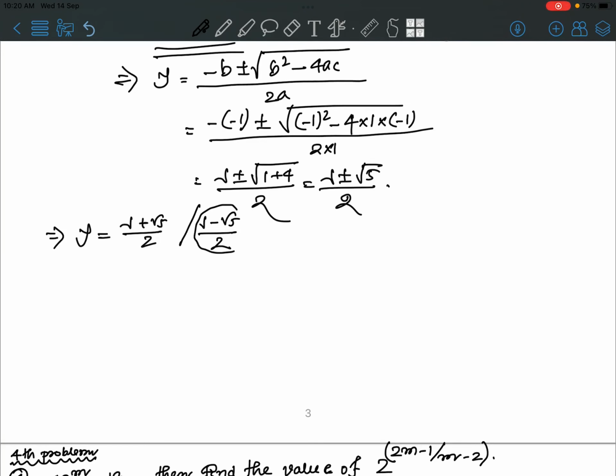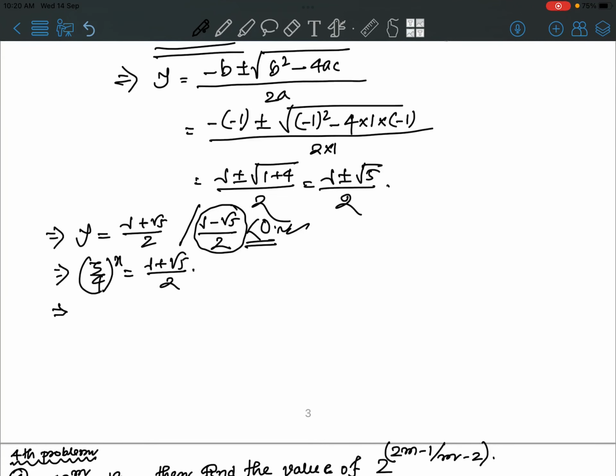But 1 minus root 5 is less than 0, so we will not take it. We will consider only y equals (1 plus root 5) divided by 2. Now y equals (3/4) to the power x, as we took. Now (3/4) to the power x equals (1 plus root 5) by 2.